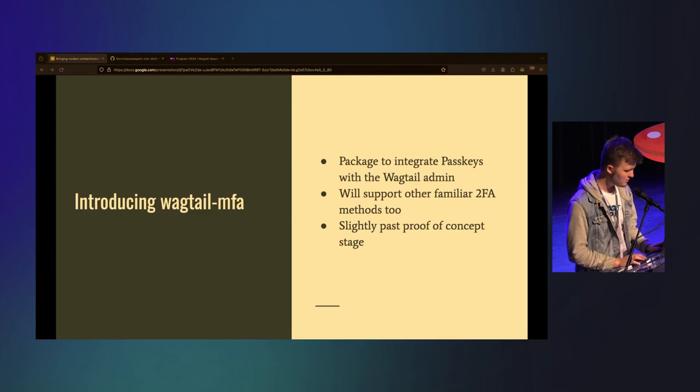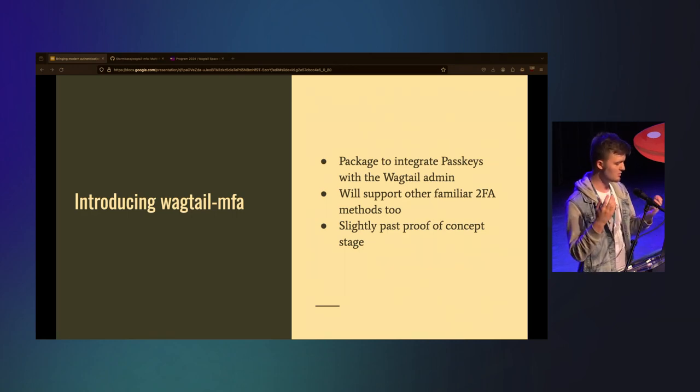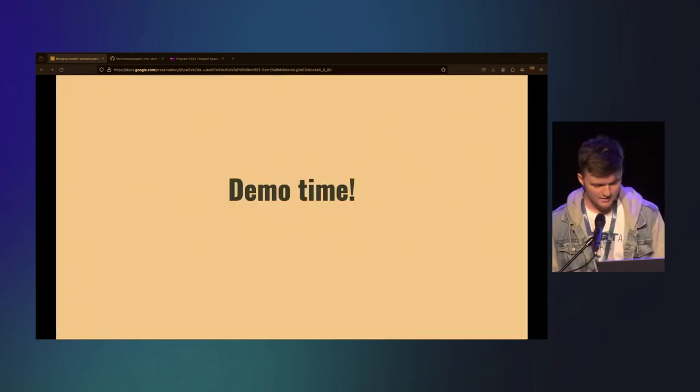And right now, since yesterday, I'm officially past the proof of concept stage. It's just adding a little bit more features now. Documentation, tests are completely lacking right now, and some more polishing. So let's check it out. Let's go to the Wagtail admin, register a passkey, and use it to log in to our Wagtail admin without using a password at all, completely passwordless.